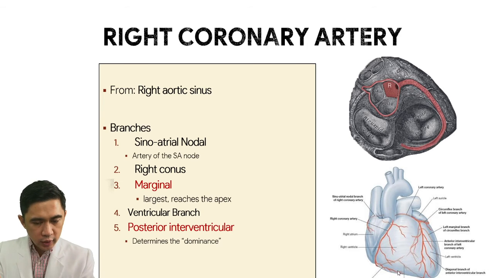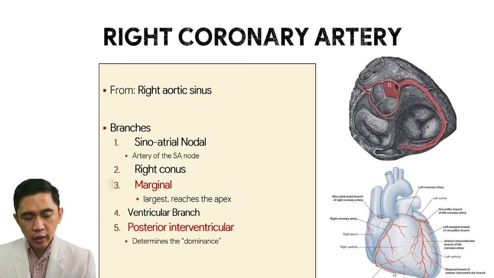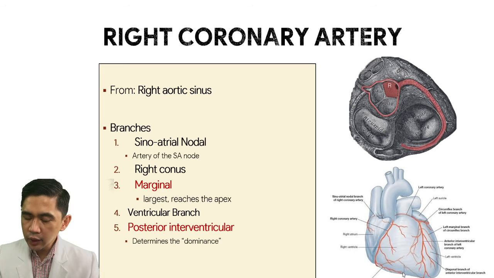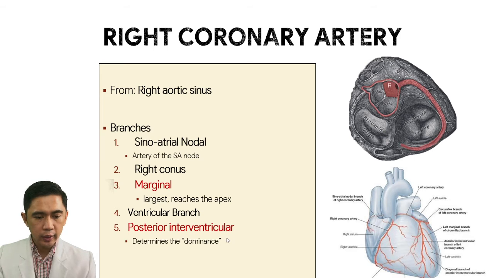Marginal means margins of the heart, so it is near the edge of the heart. So this is the marginal branch, and it is the largest branch of the right coronary artery. It can be really long and it can even reach the apex. The right coronary artery can also have a ventricular branch, and when it goes posteriorly, it will end up at the back and branch off a posterior interventricular branch. And this determines the dominance of the heart, as you will see later.